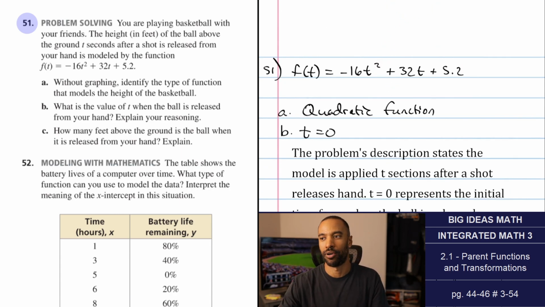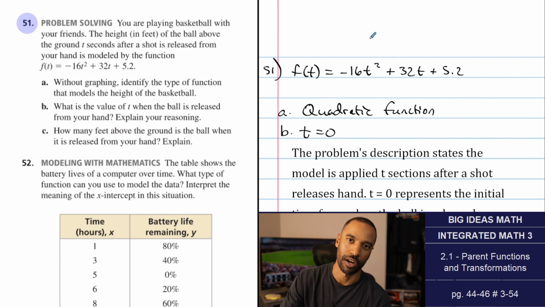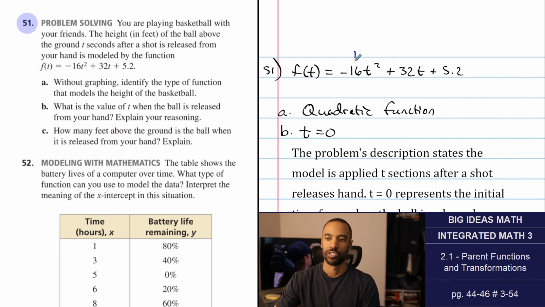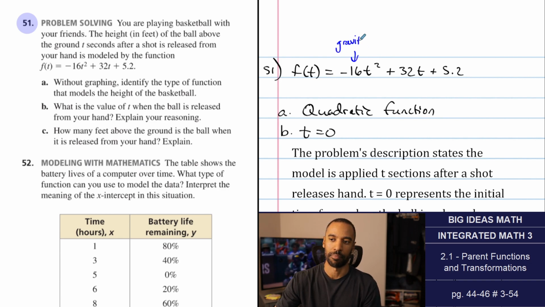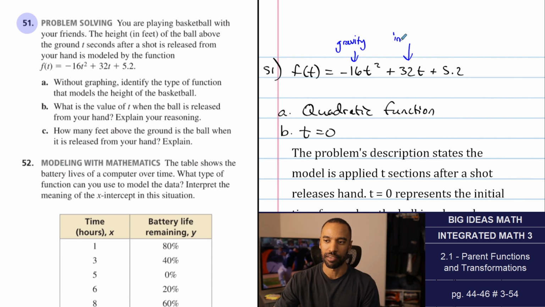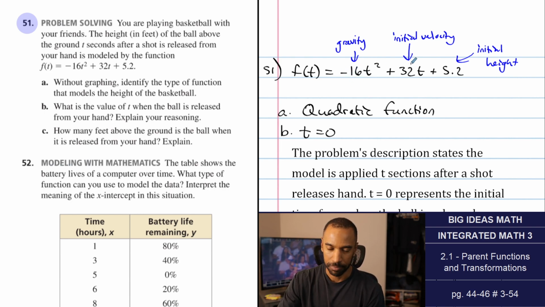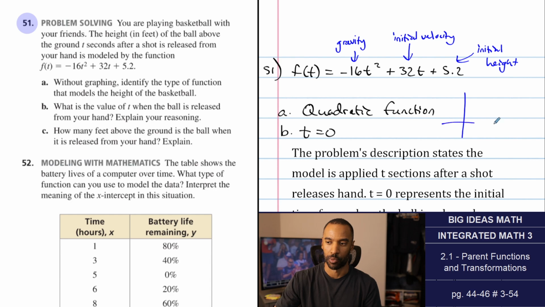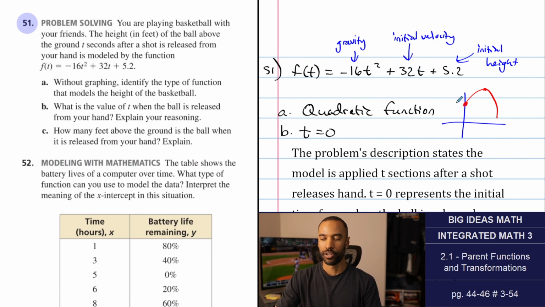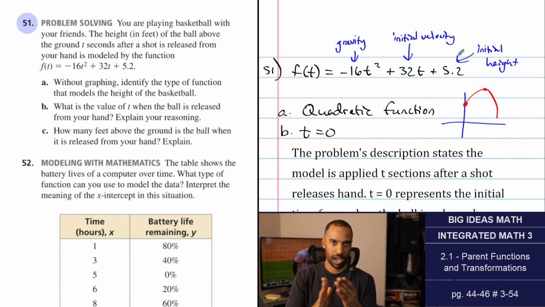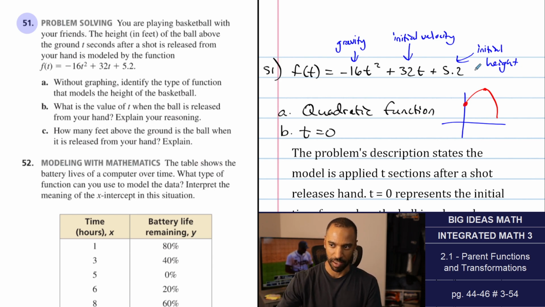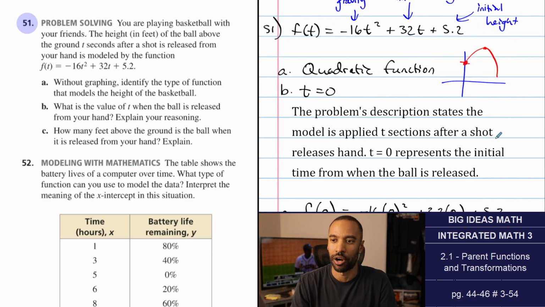Negative 16 is a component of the acceleration of gravity, the force of gravity on Earth, with feet and seconds. So this is a gravity component. That's why I'm saying it's not a mistake that it's there. This is the initial velocity of the shot in feet per second, upward velocity, and this is the initial height right here. Gravity takes hold based off this number here. That's what makes the ball go down. When we take the shot, it's going to hit a peak and then go down. 32 feet per second is the initial upward velocity. Obviously, it slows down over time to hit its peak because of gravity, and it's 5.2 feet in the air. And that's what those numbers are and what they mean.